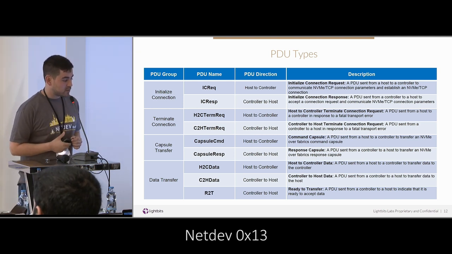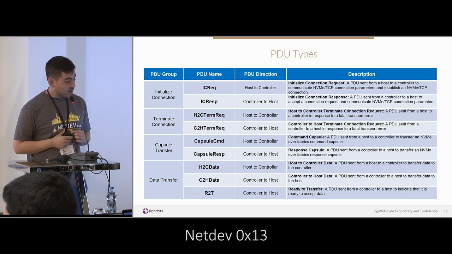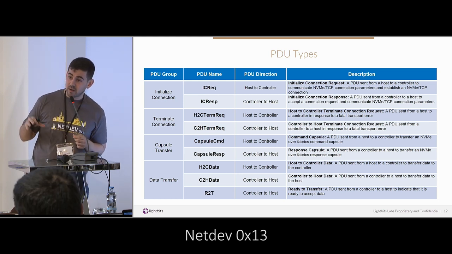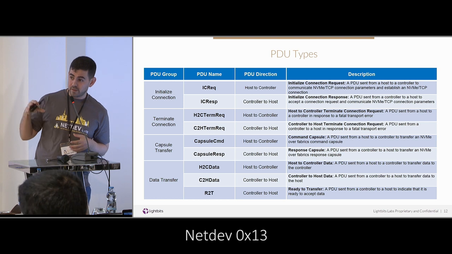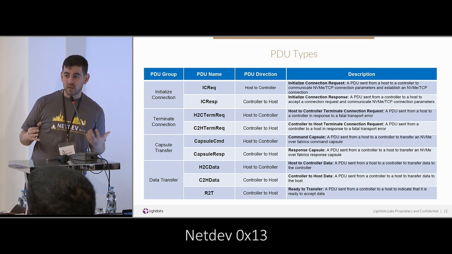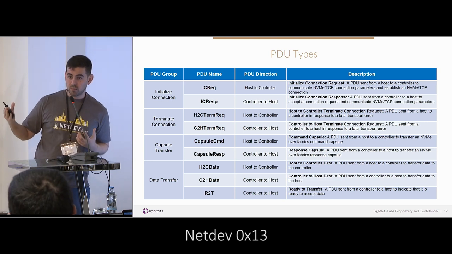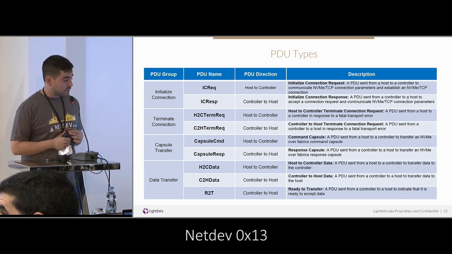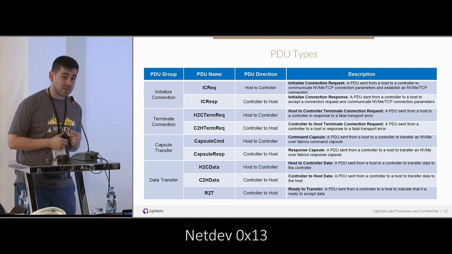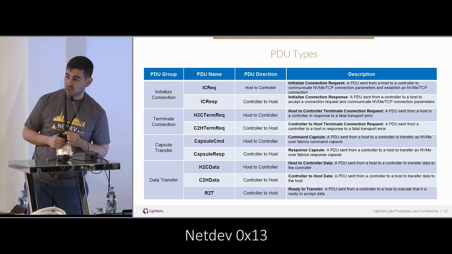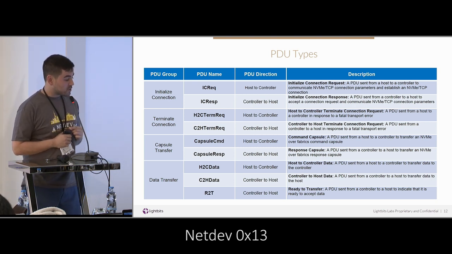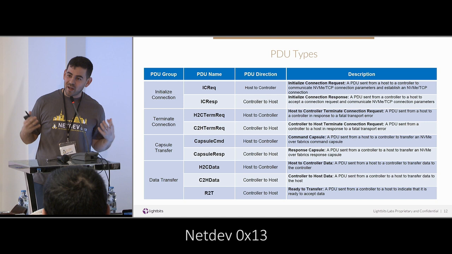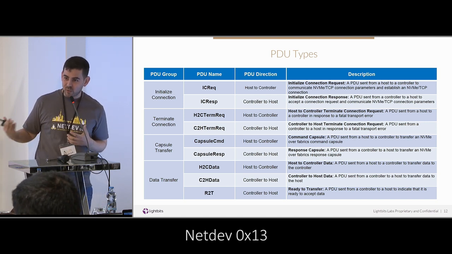So we have the connect PDUs, which basically initiate the connection. We have the terminate PDUs. Terminate PDUs are only used for the error flow, in case there is an internal transport error inside the protocol itself, and the target wants to tell the initiator, okay, I'm going to shut down the connection, so feel free to do whatever you want before, but I'm going to shut down the connection because I identified some kind of error. Capsule command and capsule response are basically the commands and the completions that the host and the controller are sending over the wire. And host to controller data and controller to host data are basically the actual data, the thing that we want to get over the wire and to process in the storage or in the compute.